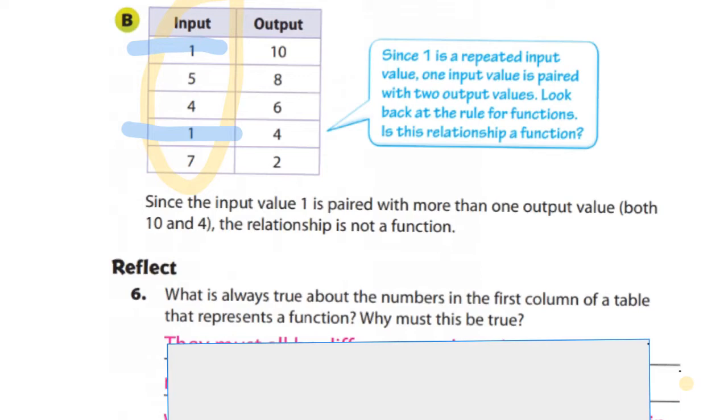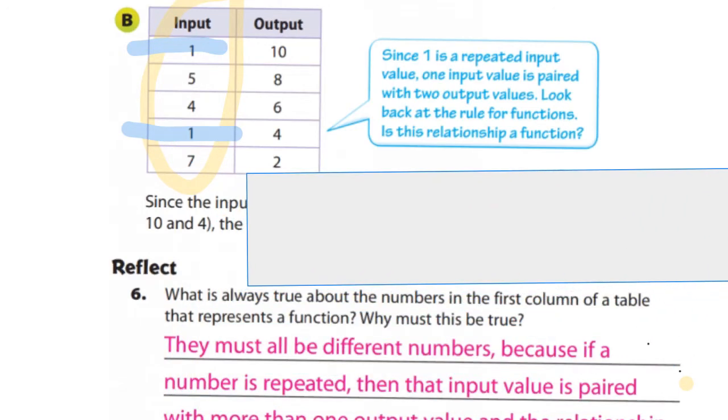On number 6, it asks you to reflect. It says, what must be true of the first column of a table to represent a function? Well, we just talked about how nothing in the first column can repeat. If they do repeat, that means the input value is used more than once. So they all must be different numbers, because if a number is repeated, then that input value is paired with more than one output value, and the relationship is not a function. Feel free to pause here if you want to copy down that answer, but your book should have some information in it.